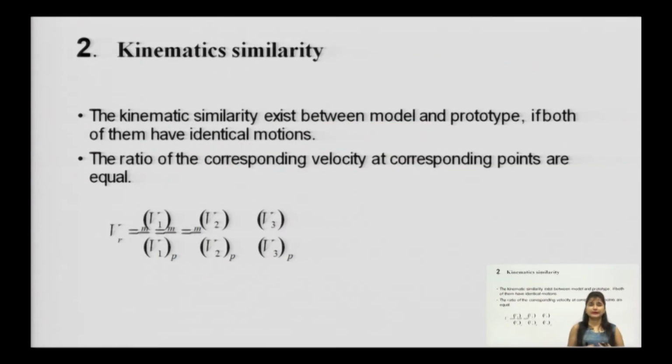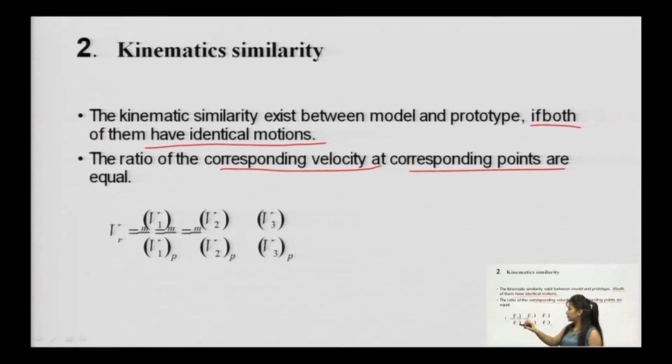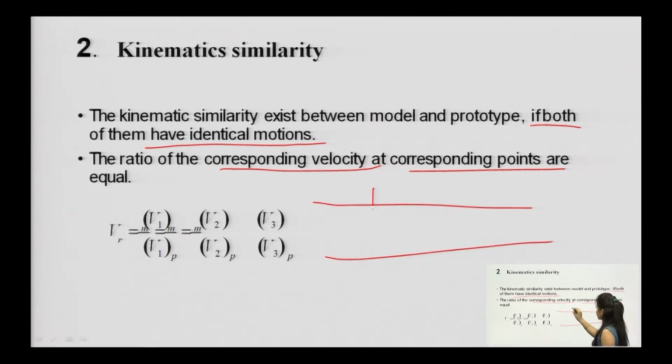Coming to kinematic similarity, kinematic similarity exists in models and prototype if they are identical in motion, that is, motion in the sense of what? Velocity and acceleration only. So, here you can see the corresponding velocities at corresponding points are equal. Let us suppose this is point 1, this is point 2, this is point 3 and this is point 4, point 1, point 2, point 3 and point 4.